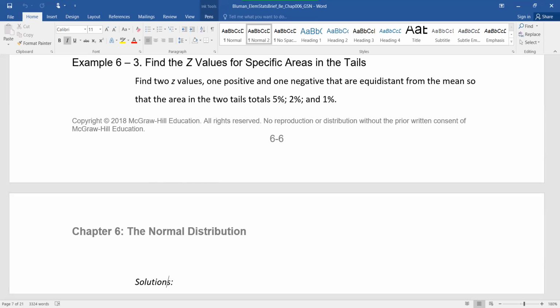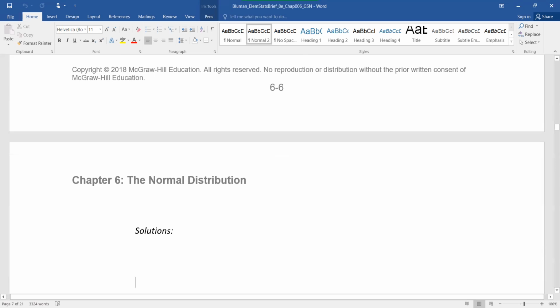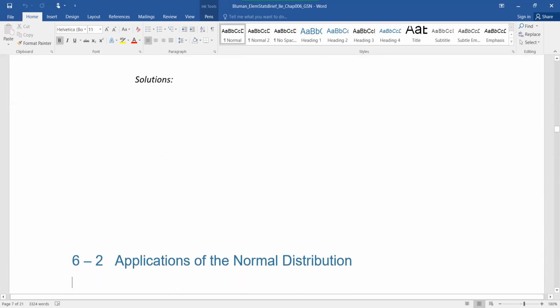So on this example here, it says find two z values, one positive, one negative, that are equivalent from the mean so that the area in the two tails totals 5%, 2%, and 1%. So basically what you're trying to do, if we look at the 5% question here, I'm looking at totals, right? So the area totals. Okay.